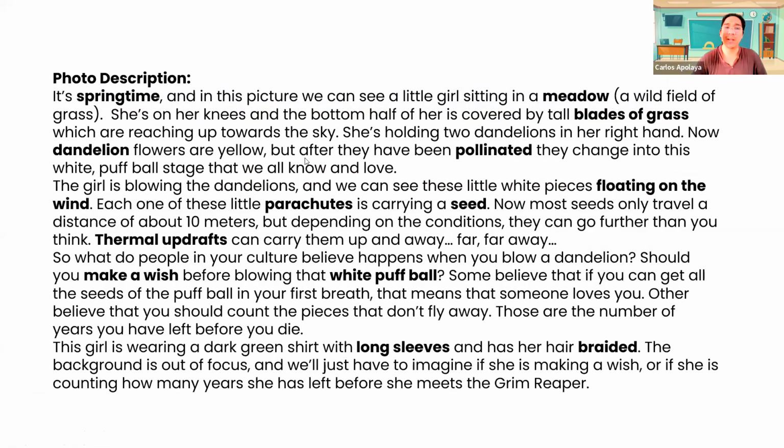So this is my description here. Please read the description. Okay, it's springtime, and in this picture, we can see a little girl sitting in a meadow, a wild field of grass. She's on her knees, and the bottom half of her is covered by tall blades of grass, which are reaching up towards the sky. She's holding two dandelions in her right hand. Now dandelion flowers are yellow, but after they have been pollinated, they change into this white puff ball stage that we all know and love.